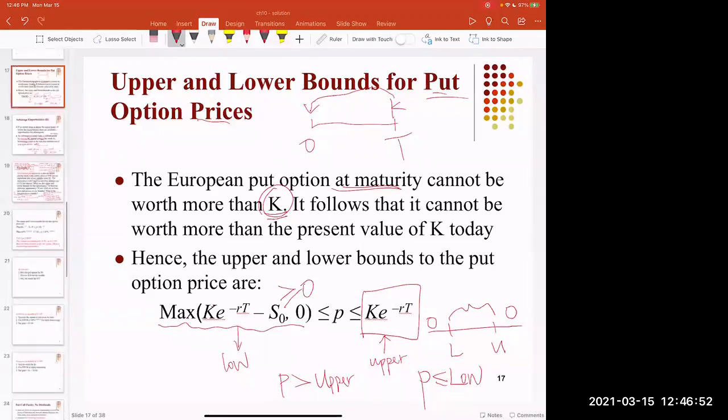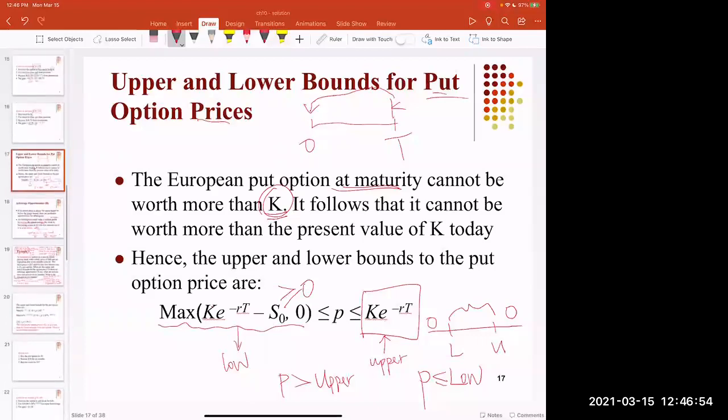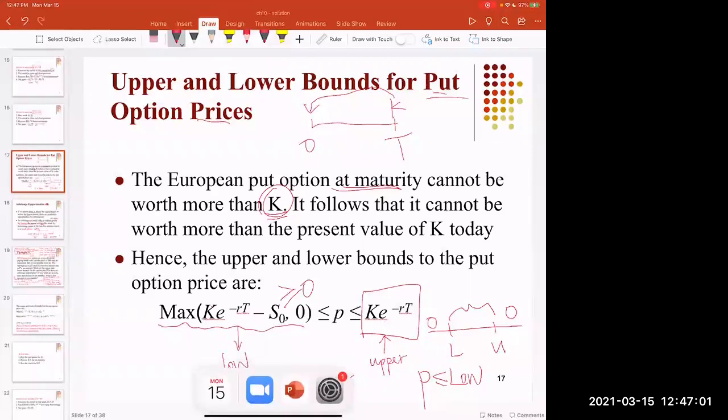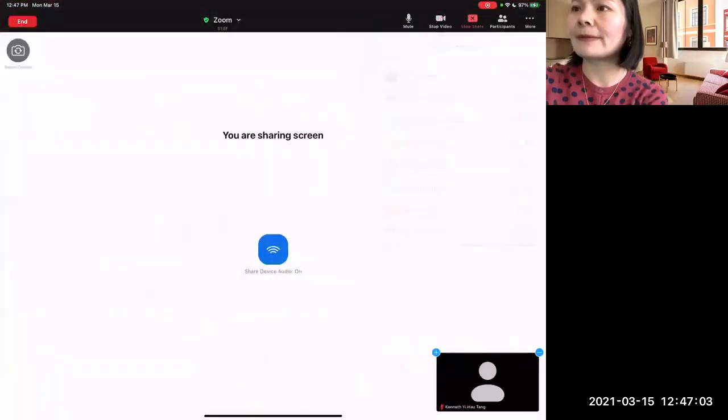So we're gonna have all material finished by Wednesday. Any questions? But you can start to work on the assignment, okay? Any questions?